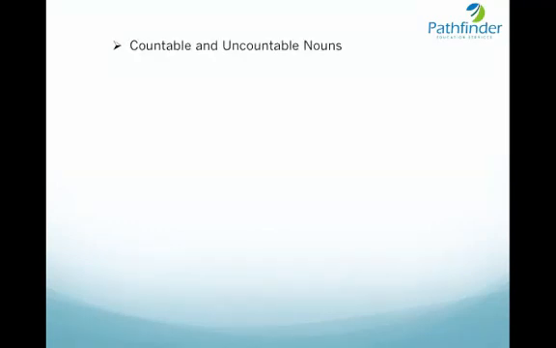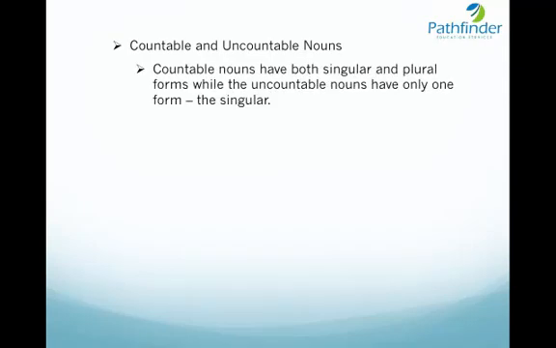Then we move on to countable and uncountable nouns. What are countable nouns? Countable nouns have both singular and plural forms, while the uncountable nouns will have only one form, that is the singular. For example, player is a noun, and because player also has a plural form, players, I can count 1, 2, 3 players. Therefore, this is a countable noun. Whereas a noun like honey, I cannot count 1 honey, 2 honey, and therefore honey is an uncountable noun.